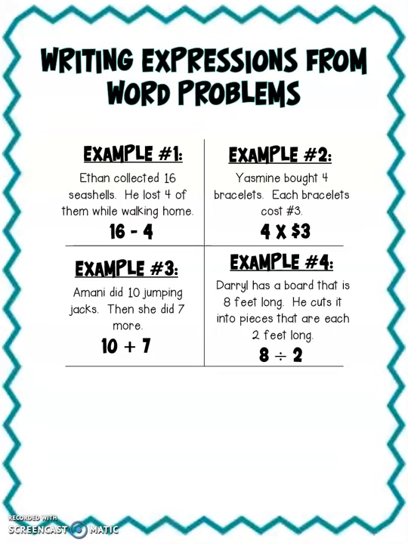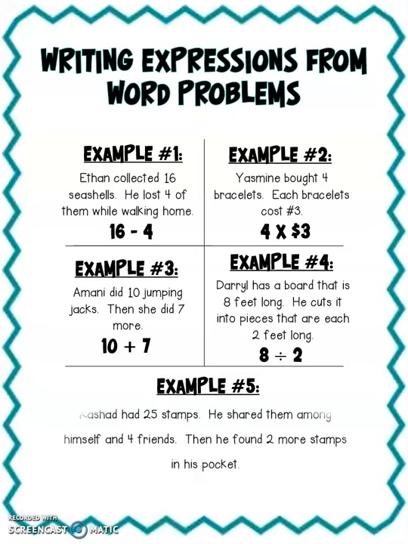Now, each of those examples are only one step. You could, however, see a 2-step problem. So let's look at one that looks like that. This says Rashad had 25 stamps. He shared them among himself and 4 friends. Then he found 2 more stamps in his pocket.